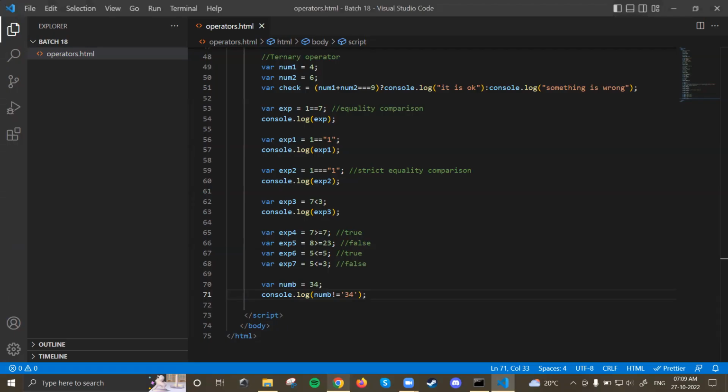I'm asking number not equal to 34. Okay, so what is happening here? Here it is taking it as a number, isn't it? So let me put here 35 and okay, no problem. This is the case. So what it is doing, the number is equal to 34. It is not able to check the data type. Okay, so it is saying that no, this is false.